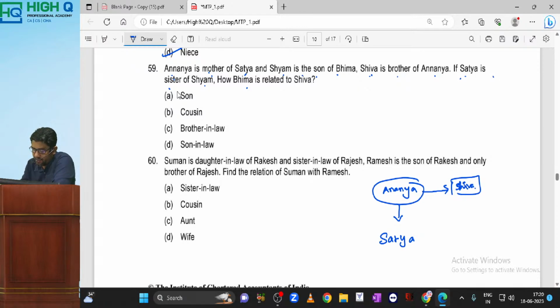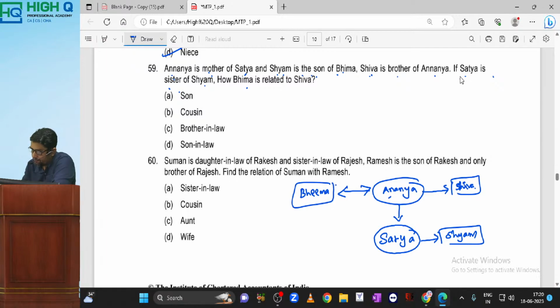If Satya is sister of Shyam, okay. Satya is sister of Shyam. Now, Shyam is the son of Bhima. I think Ananya has got her husband as Bhima. How is Bhima related to Shiva? Brother-in-law. Am I right, my dear? Brother-in-law. Next step.